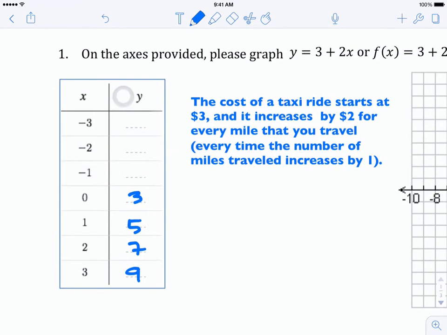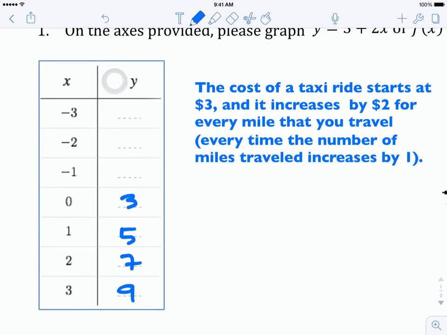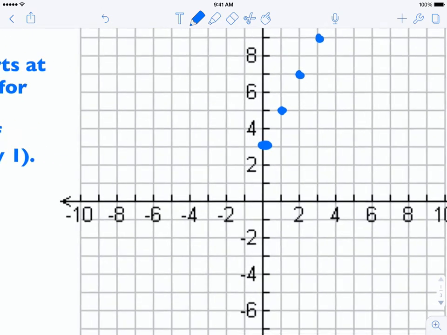So going back to our table of values, now that we see this pattern, I think it's pretty easy to extrapolate backwards. As our X values go down, our Y values are now going to go down by 2 each time. So I think it's going to go down to 1, and -1, and -3. Now let's put that on our graph. So down to 1, -1, -3.